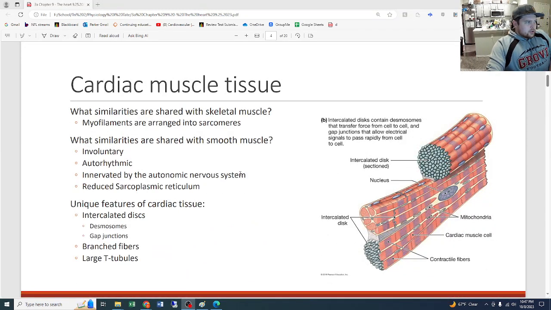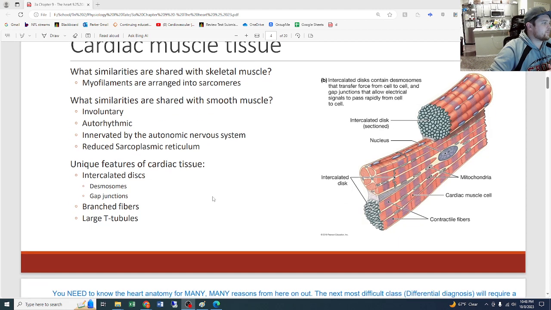So, talking about cardiac muscle tissue, we touched on it a little bit. The similarities with skeletal muscle: they have myofilaments arranged into sarcomeres. Similarities they share with smooth muscle: they are involuntary and autorhythmic. They have those pacemaker cells, they're innervated by the autonomic nervous system, and they have a reduced sarcoplasmic reticulum, so a smaller sarcoplasmic reticulum.